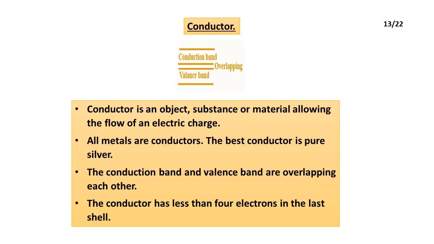Conductor. A conductor is an object, substance or material allowing the flow of an electric charge. All metals are conductors. The best conductor is pure silver. The conduction band and valence band are overlapping each other. The conductor has less than 4 electrons in the last shell.